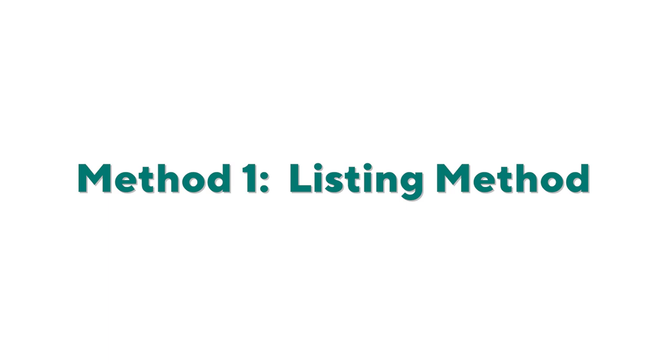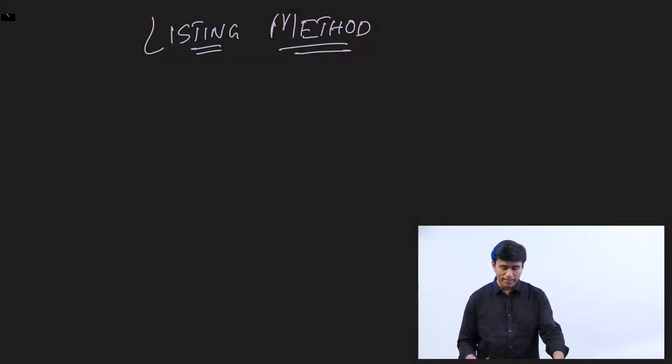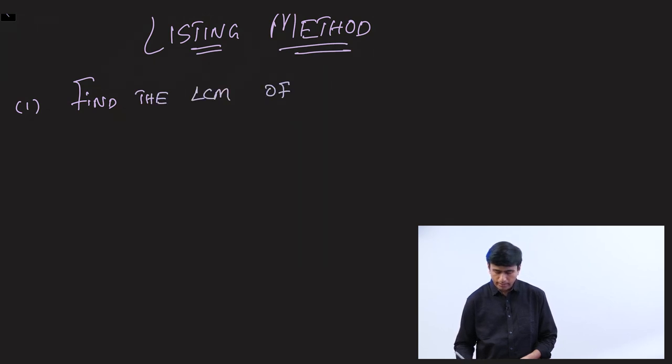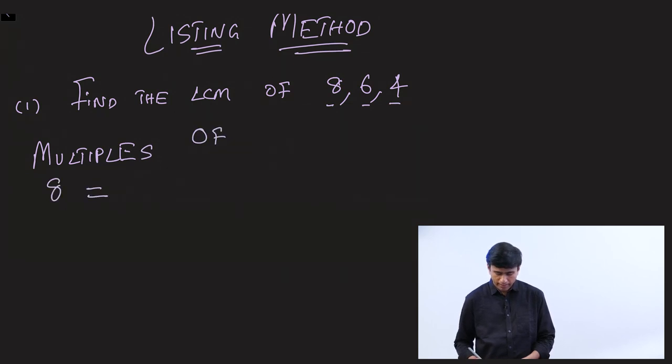How do you find LCM using the listing method? Let's take an example. Find the LCM of 8, 6 and 4. What we have to do is to list the multiples of 8, 6 and 4. Multiples of 8: 8, 16, 24, 32, 40, 48 and so on. Remember, you can have infinite multiples.